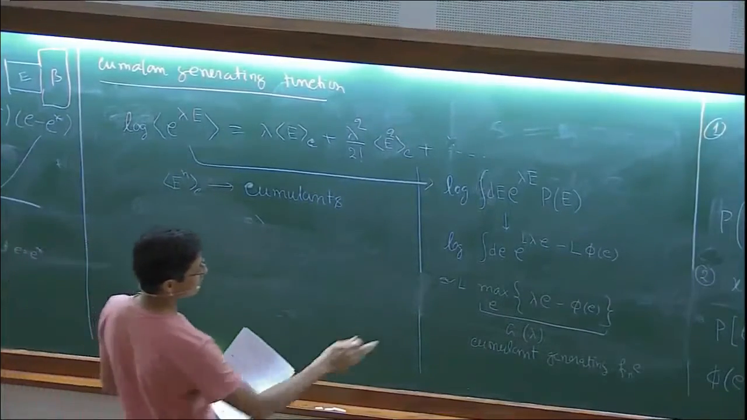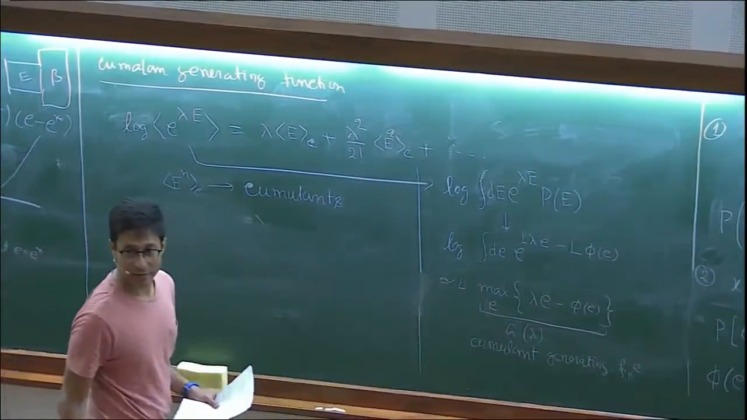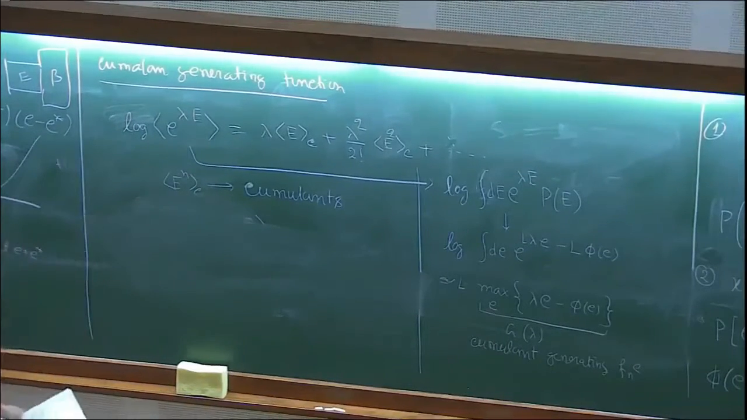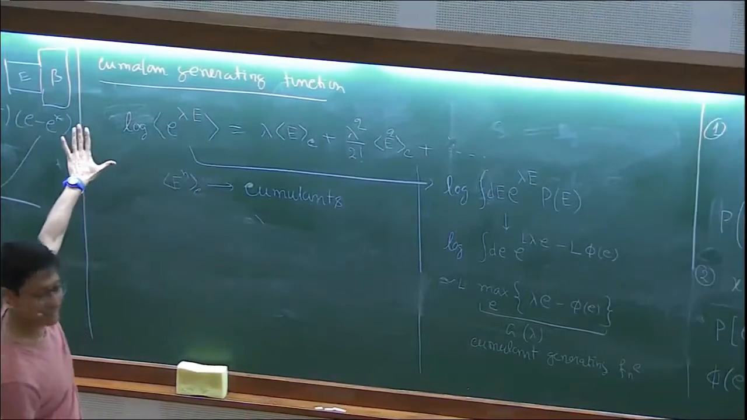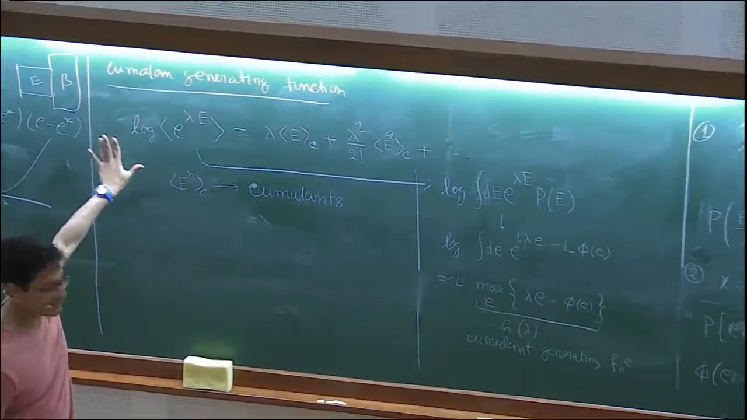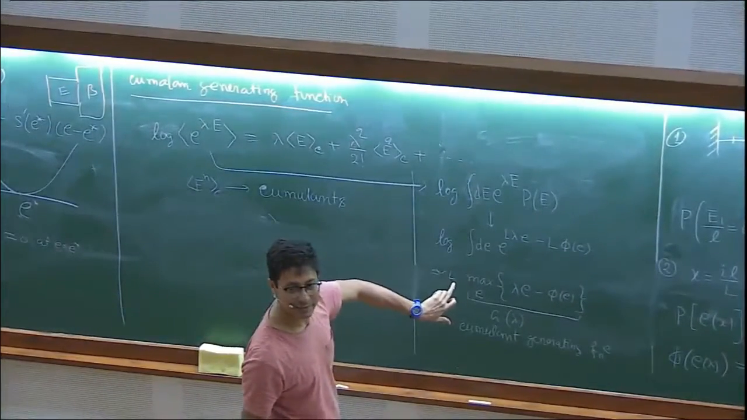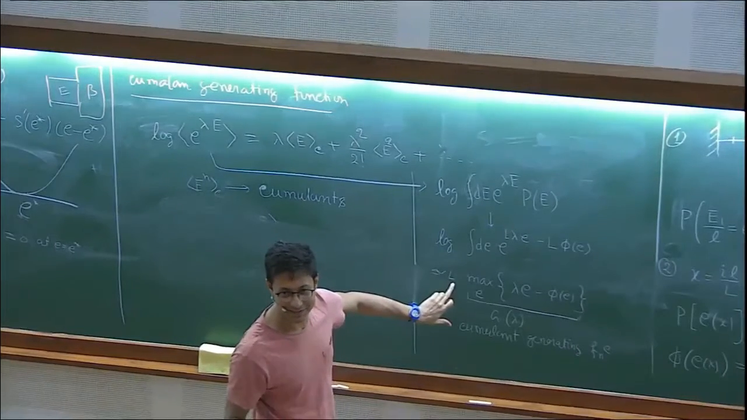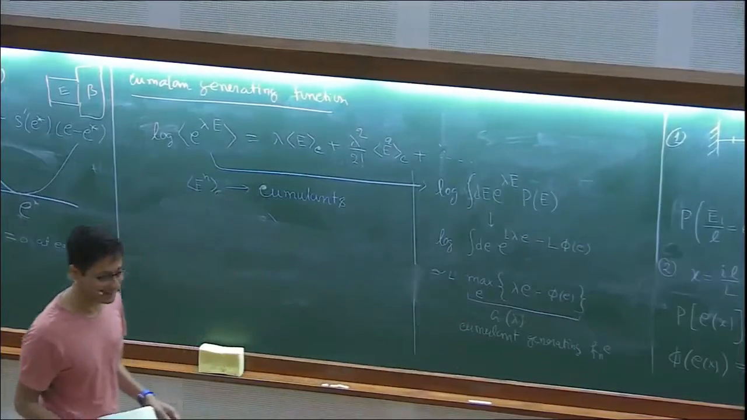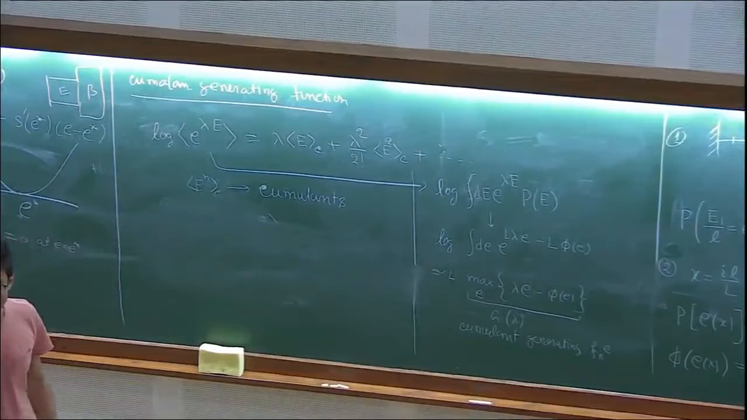Now, one could make a Taylor expansion of this. Yes, it's true that the left hand side is the total, but because of this, it is a kind of scaled cumulant generating function. Let's put it down. That would be the correct statement.